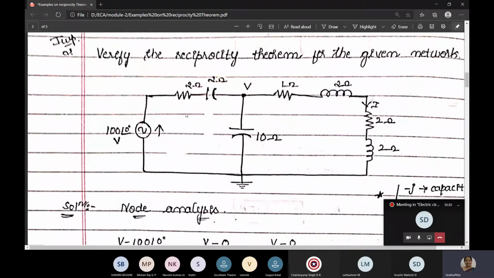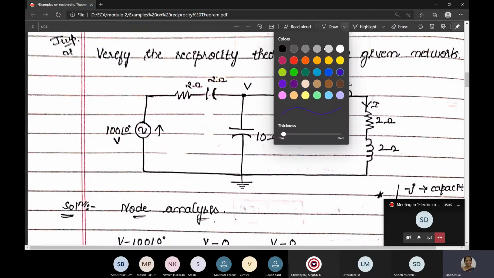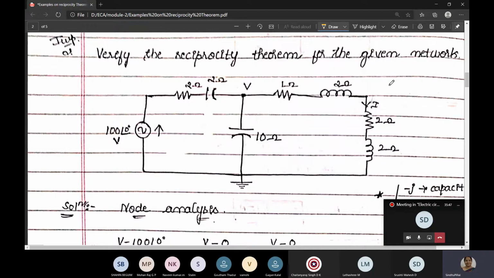See here, you have to observe that we have a 2 ohm resistor and a 2 ohm capacitor. This is the symbol of a capacitor. Again we have a 1 ohm resistor and a 2 ohm inductor. Getting it? It is a 2 ohm inductor. Next we have again a 2 ohm resistor, a 2 ohm inductor, and a 10 ohm capacitor. See, everything is written in terms of ohms.